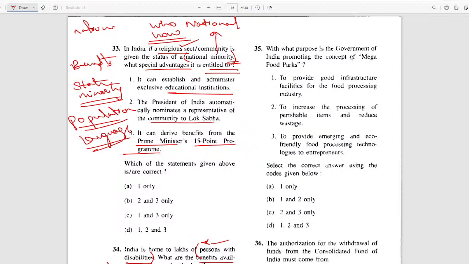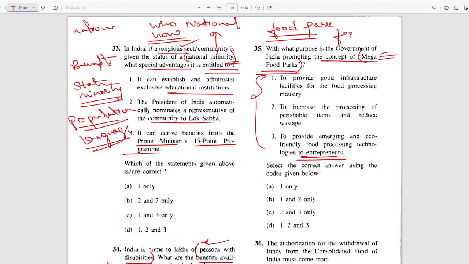With what purpose is the Government of India promoting the concept of mega food parks? Why is a food park important? What is a special mega food park? How does it get differentiated from a normal park? And what are the benefits of a special food park? First is to provide good infrastructure facilities for the food processing industry, to increase the processing of perishable items and reduce wastage, to provide emerging and eco-friendly food processing technologies to entrepreneurs.